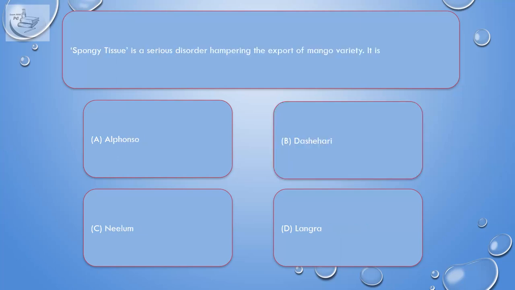Question: spongy tissue is a serious disorder hampering the export of mango variety. It is A. Alfonso. B. Dashahari. C. Neelam. D. Langra. Correct answer is A. Alfonso.